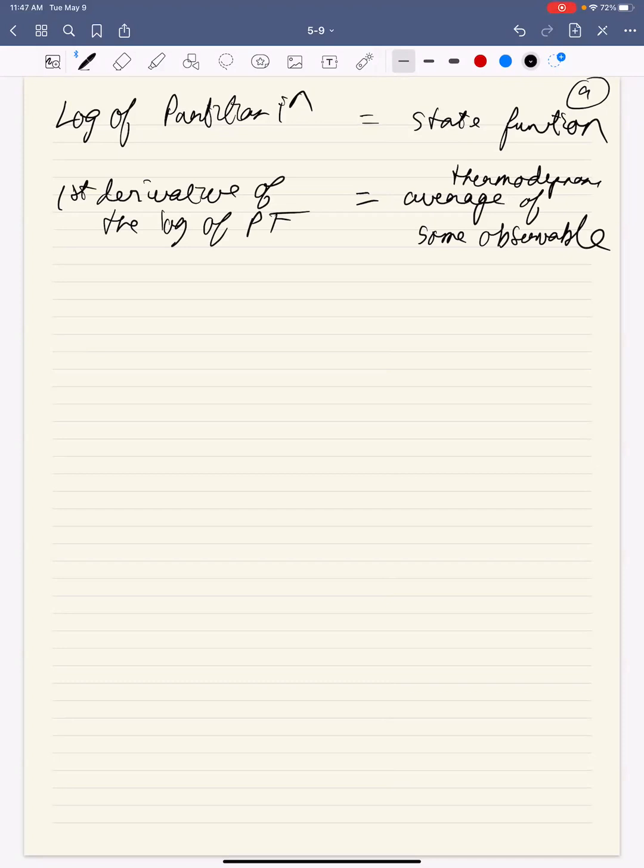What's an example of this one? In the microcanonical ensemble, how would you get temperature? So what is the definition of temperature? 1 by T is equal to partial S by partial E at constant N, V, right? And what is S? S was k_B ln Omega(N,V,E), right? So you see, it was differentiating the log of the partition function with respect to something else.